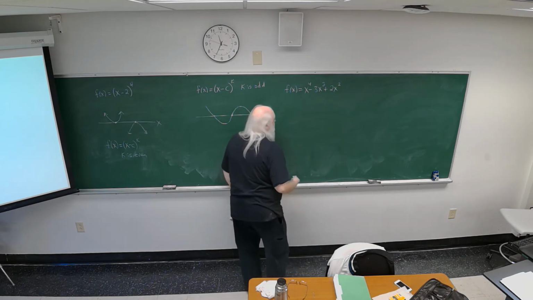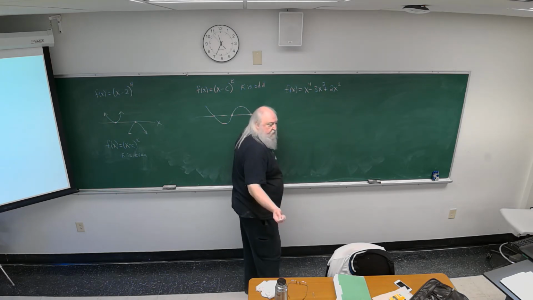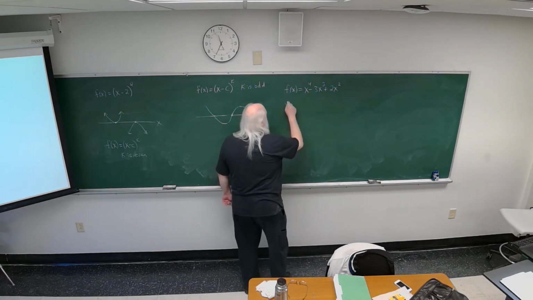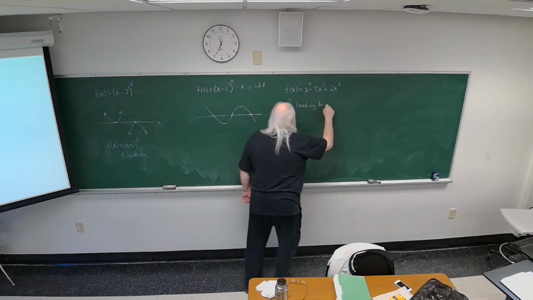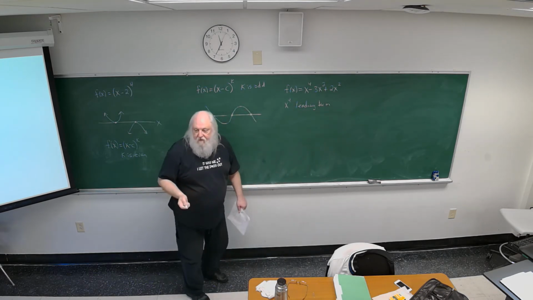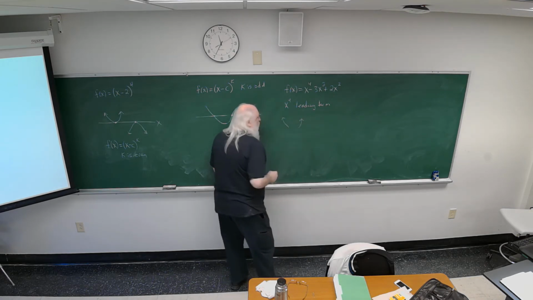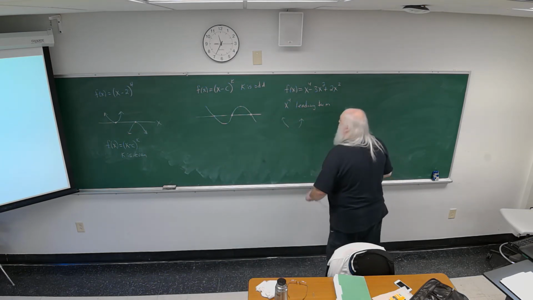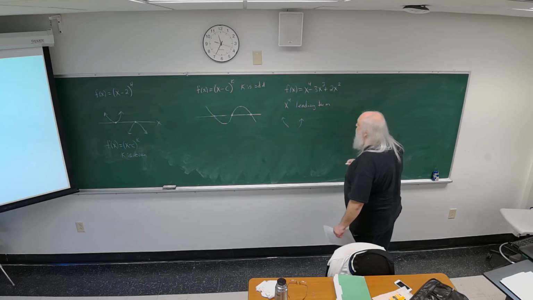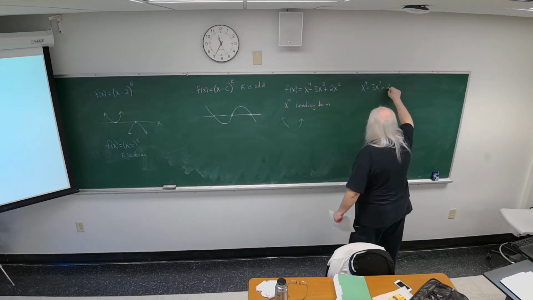All right, what's the leading term? Do we know the leading term? Yeah, x to the 4th is the leading term. So is the graph going to go up or down on the left end? What about the right end? So we already know the end behavior, right? Now, to determine the zeros and the multiplicity, we set the right-hand side equal to 0 and solve for x.